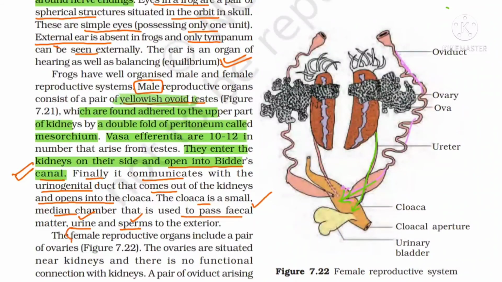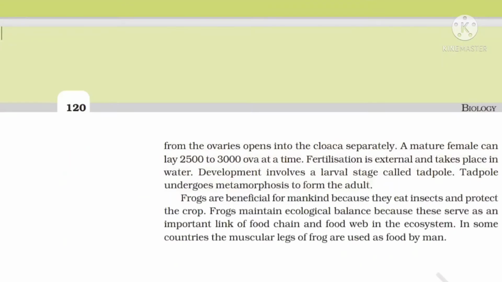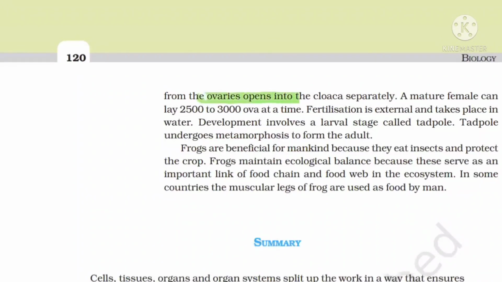And now come to the female. In the case of the female, it's a pair of ovaries which are situated near the kidney, and there is no functional connection. See, they are independent. See this diagram, this is the ovary diagram. No connection, beta. Very important. No connection with the kidney. A pair of oviducts comes out from the ovaries and opens separately into the cloaca.